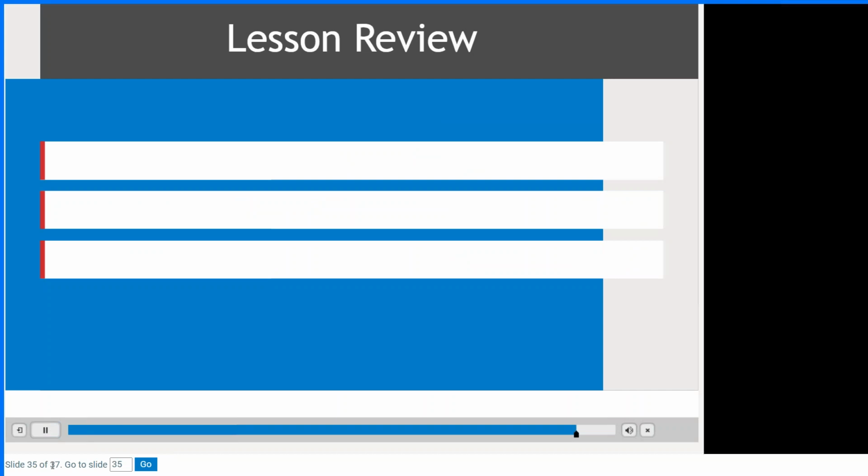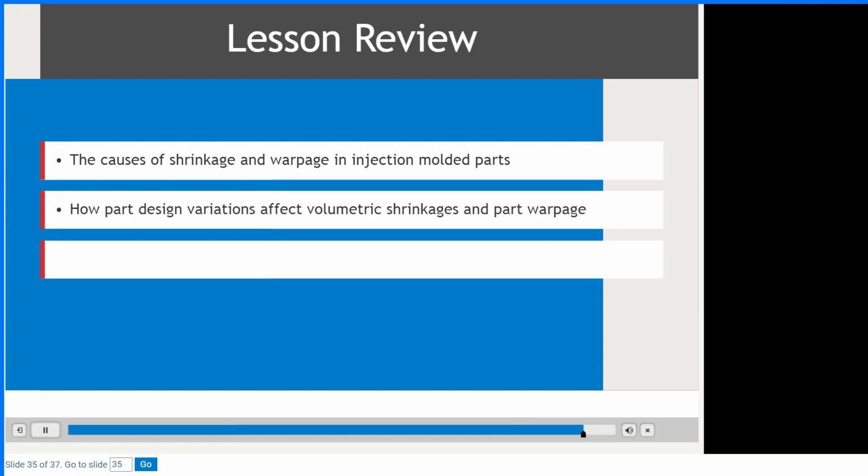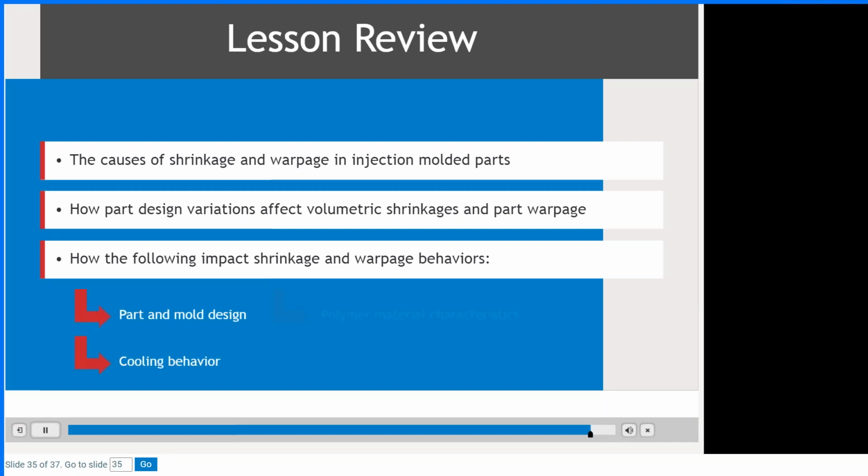This concludes Processing, Shrinkage and Warpage, Lesson 1, Understanding Shrinkage and Warpage. In this lesson, you learned the causes of shrinkage and warpage in injection molded parts, how part design variations affect volumetric shrinkages and resulting part warpage, and how the following affect shrinkage and warpage behaviors: part design, mold design, cooling behavior, polymer material characteristics, processing steps.